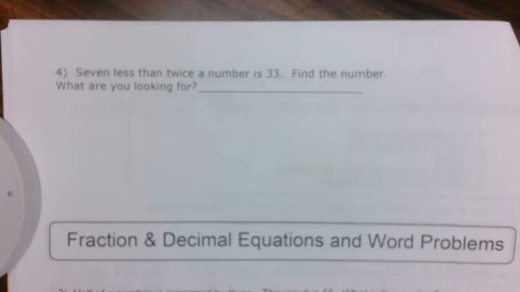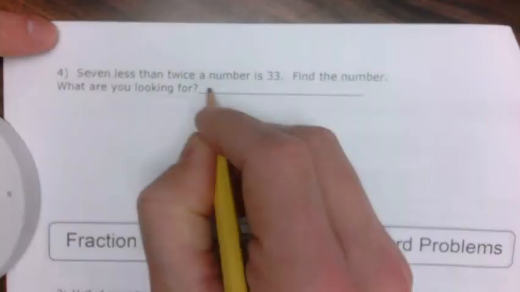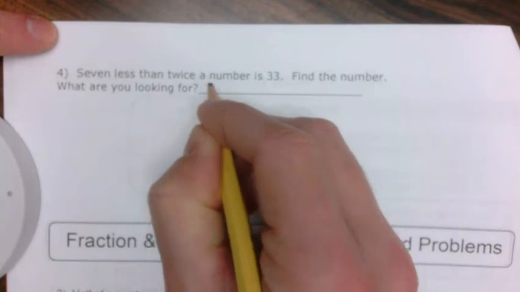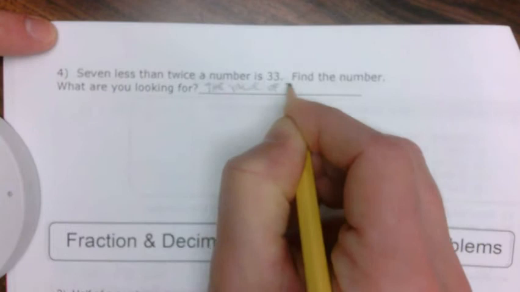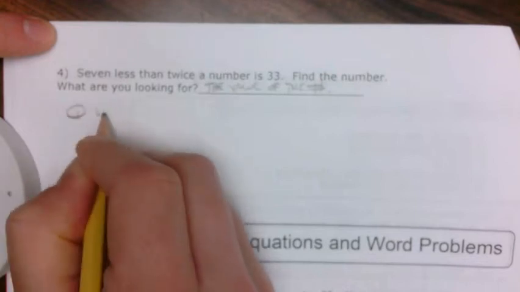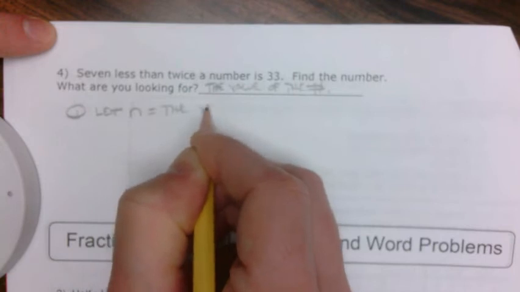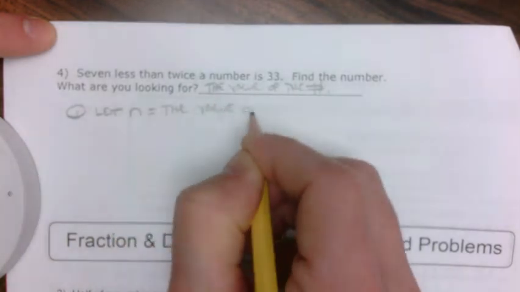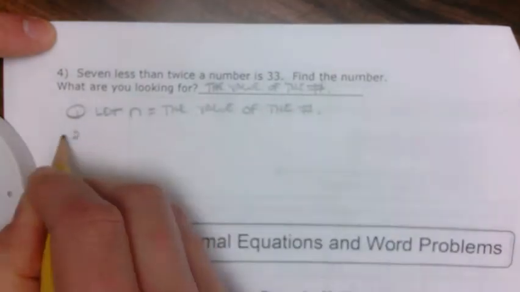In example 4, we're told that 7 less than twice a number is 33. Find the number. So what are we looking for? Well, in this, again, we're looking for the value of the number. So in step number 1, our let statement is going to say let n equal the value of the number. Okay, we don't know what number it is that they're talking about, so that's what we're looking for.